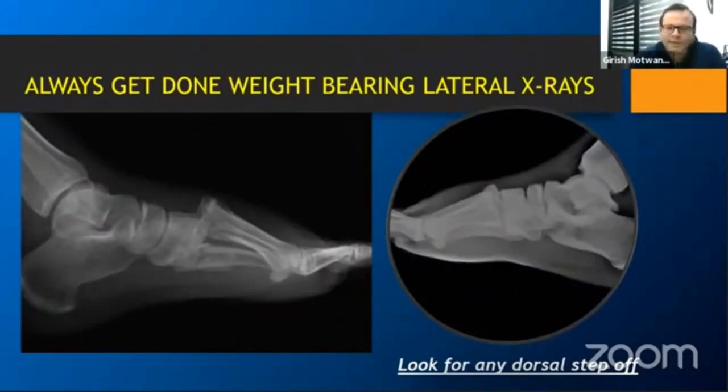Always look for the weight-bearing lateral view also, because in the foot, two X-rays are important for everyone. One is AP and the oblique. Very few people in orthopedics look for the lateral view and weight-bearing lateral view, and this is important when you are looking for the Lisfranc injury. So dorsal subluxation of the metatarsals is part of this injury. Always look for the dorsal step.